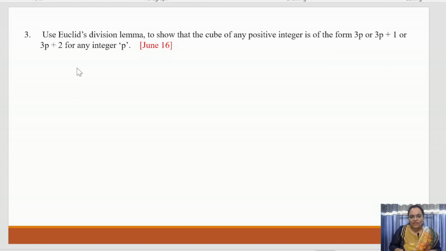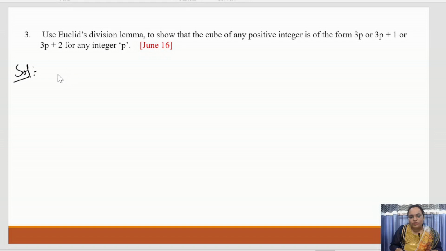Let us see the next question. Use Euclid's division lemma to show that the cube of any positive integer is of the form 3p or 3p plus 1 or 3p plus 2 for any integer p. Okay, so let us solve this question.